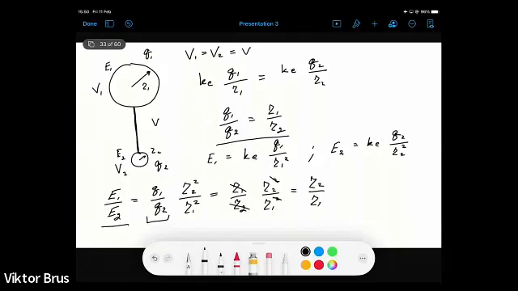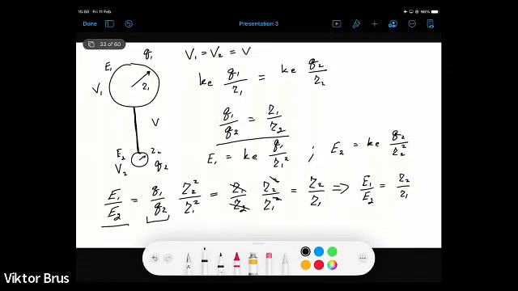So the ratio E1 to E2, the ratio of the magnitude of electric fields next to the surface of the first and second spheres, will be equal to the ratio of the second and first sphere radius. So now, if we look at this, let's write it here. E1 divided by E2 equals R2 divided by R1.